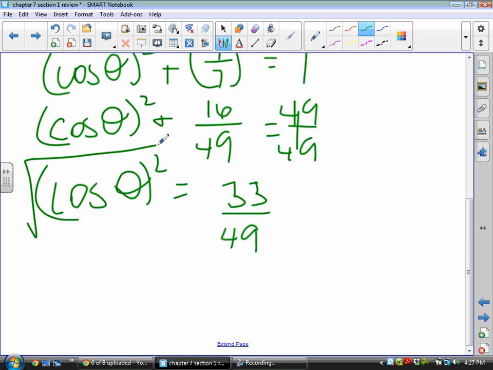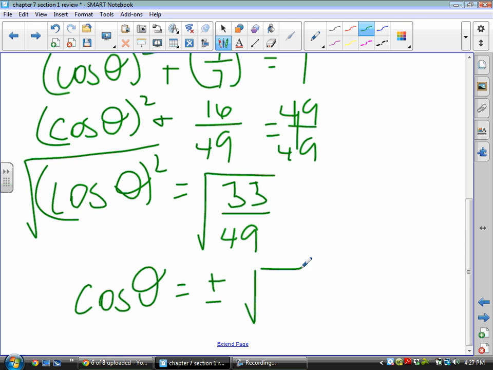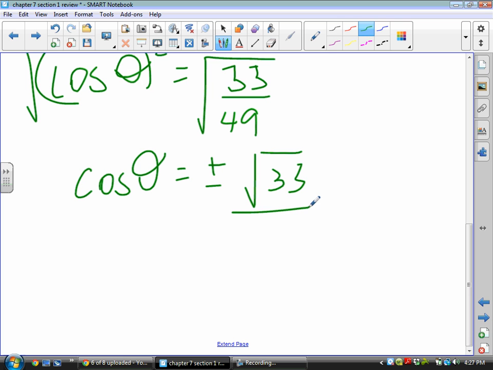Now I want to get the squared gone, so I take the square root. Again, for cosine of the angle, I need to have it be plus or minus. I need to think about it. Which one is it? Square root of 33. The square root of 49 I know, so I can reduce that to just 7. Instead of saying square root of 33 over 49, it's the square root of 33 divided by 7.